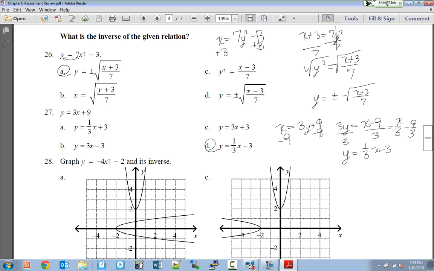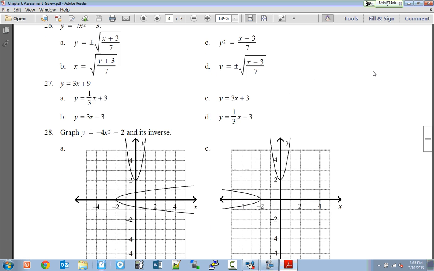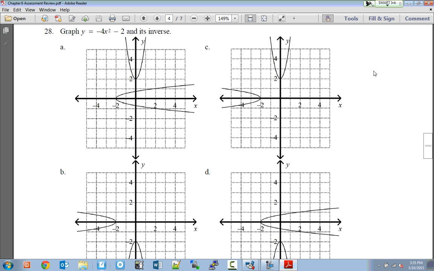Let's go to number 26. Graph the function y equals negative 4x squared minus 2 and its inverse. All right, so let's see how this graph is transformed. This negative sign here turns it over, so that means it opens down. So it can't be A and it can't be C because neither of those open down, so we have it narrowed down to B and D.